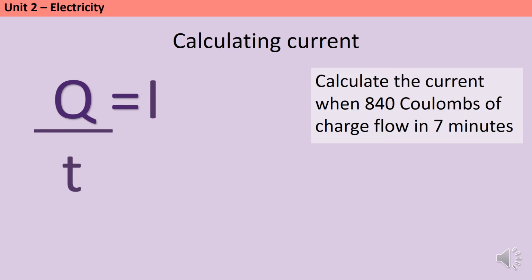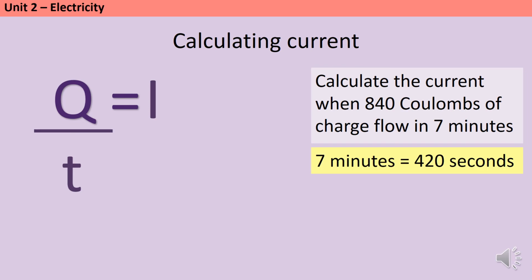So now we have a question to calculate the current when 840 coulombs of charge flow in 7 minutes. Remember, 7 minutes is no good to me. We need it to be in seconds first. So 7 minutes is 420 seconds, and then 840 divided by 420 gives me a current of 2 amps.